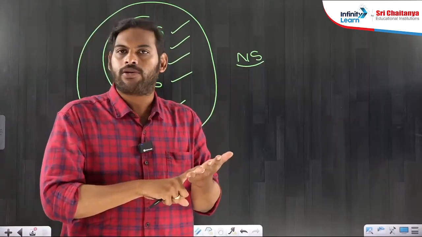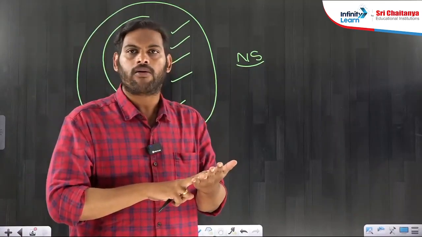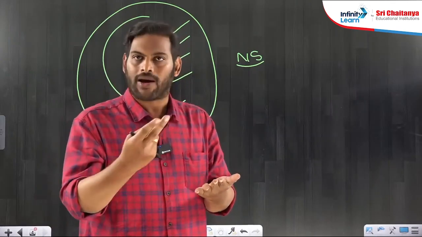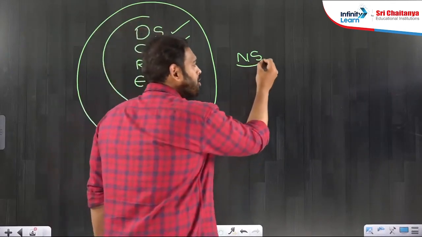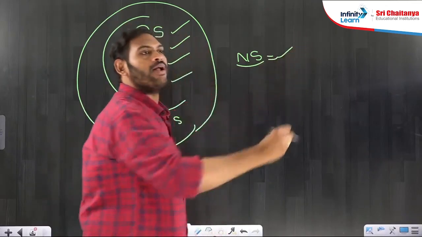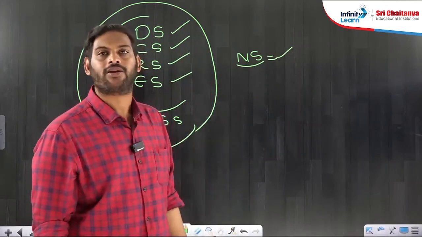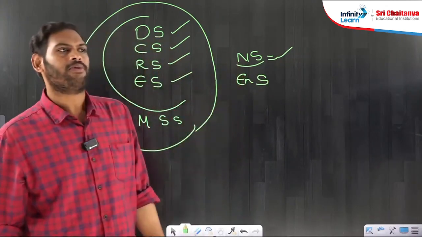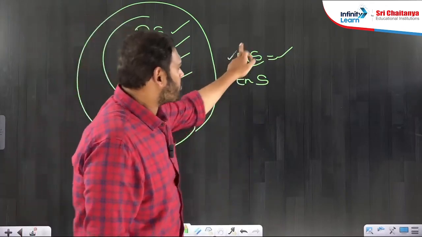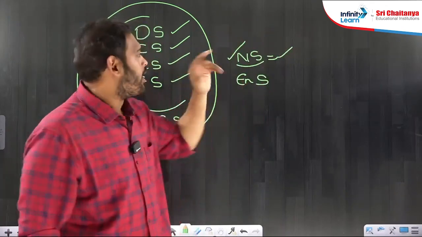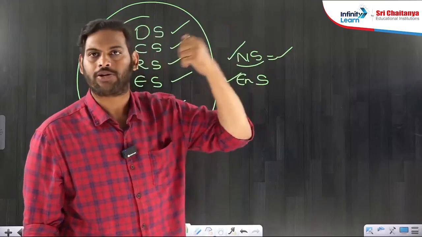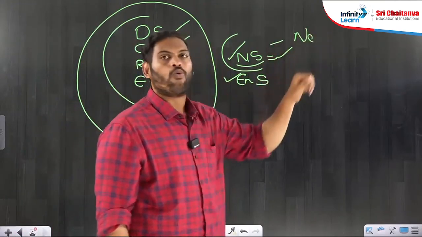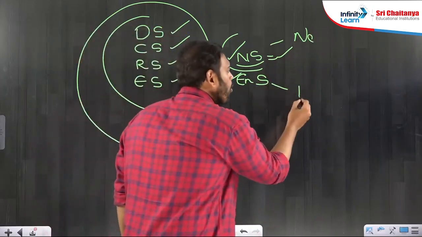If you cannot call a person using a landline phone, you may opt for a mobile phone. If you cannot use a wired connection, you can opt for a wireless connection. So a wired connection could be compared to the nervous system, whereas the wireless connection is nothing but the endocrine system. Simple, right? Nervous system is like wired connections. Endocrine system is about wireless connections. So wired connections are neurons, wireless connections are none other than hormones.